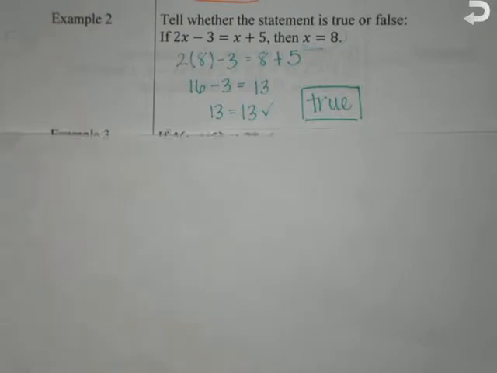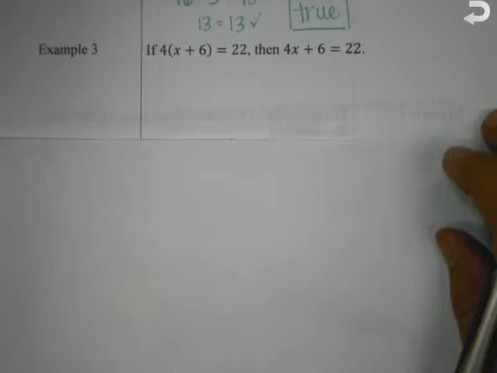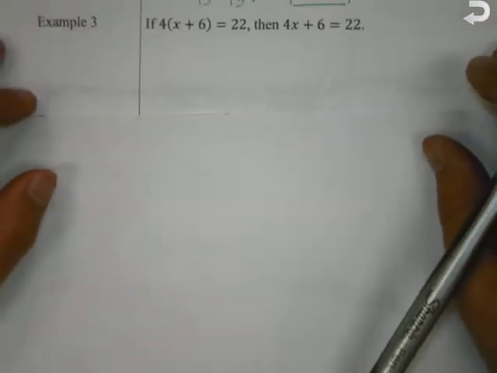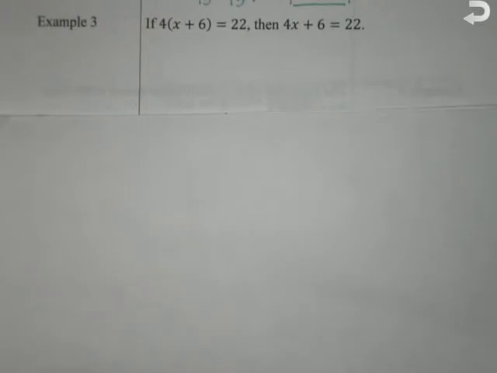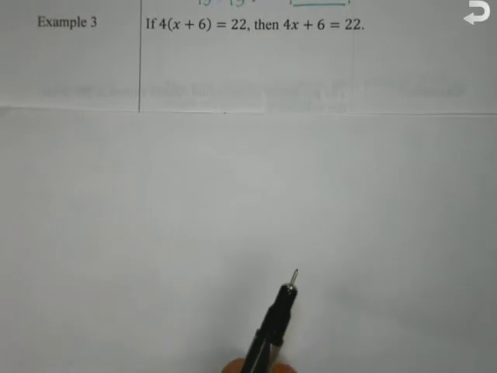Alright, example 3. If 4 times x plus 6 equals 22, there we go. Then 4x plus 6 equals 22. So here's your statement. Let's see if it's true or false. So write it down first. Okay, what do you guys think? True or false? False. False. Who got false?